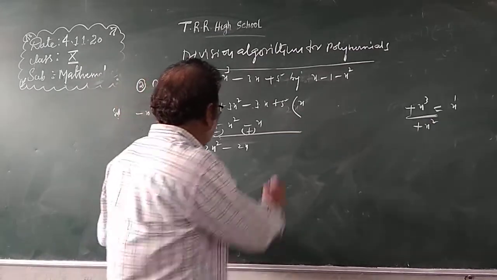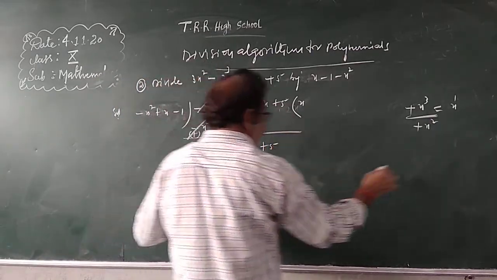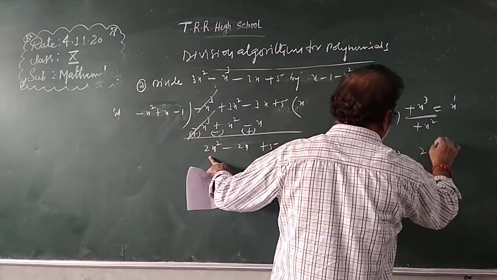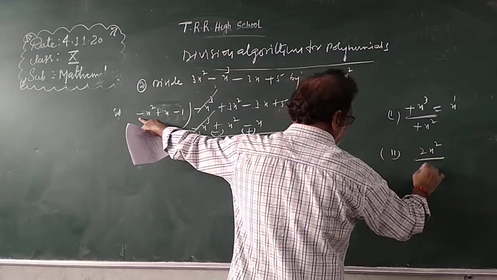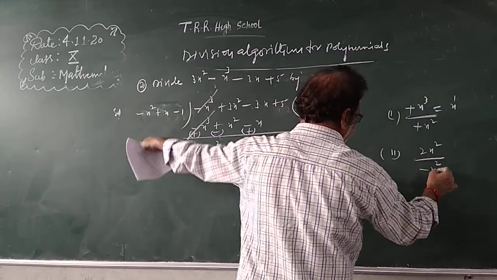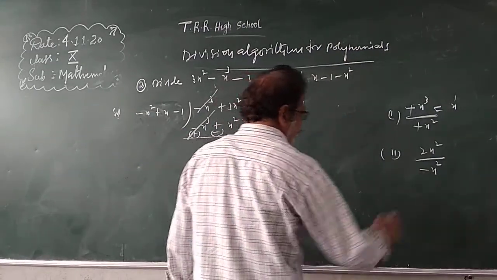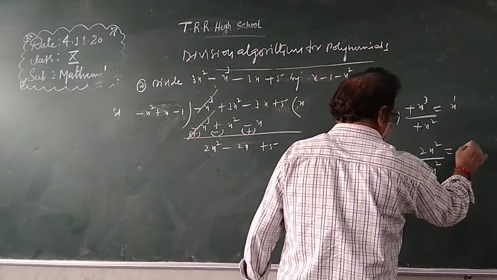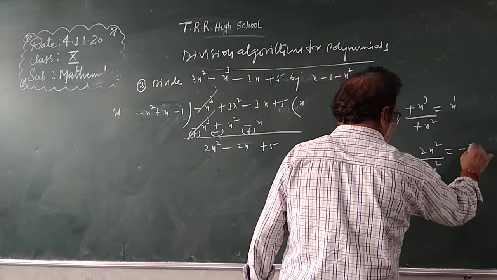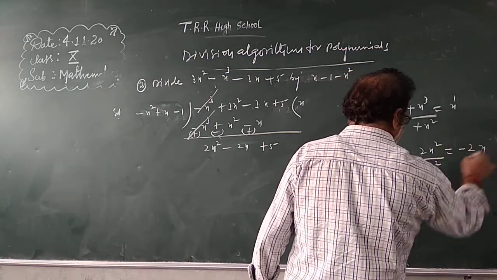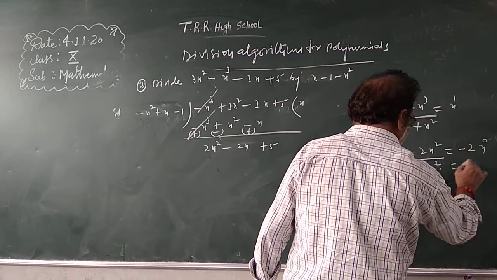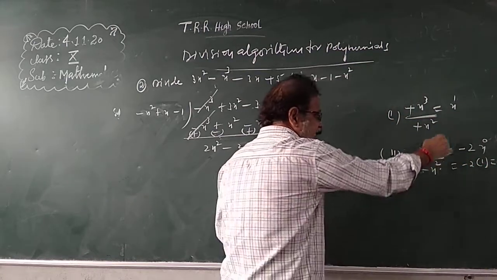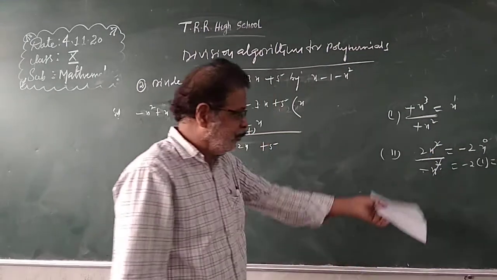Now bring down the plus 5. What is the new dividend? The first term of the new dividend is 2x square. Divide by the first term of the divisor, minus x square. Plus 2x square by minus x square: plus into minus is minus, and x square by x square cancels, or 2 minus 2 is 0, so x to the power of 0 means 1.